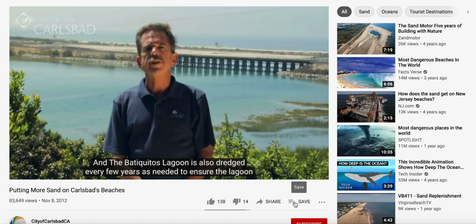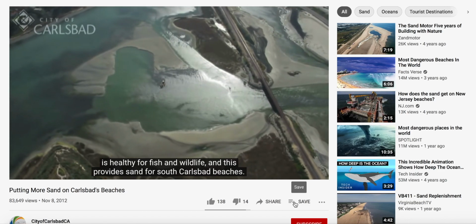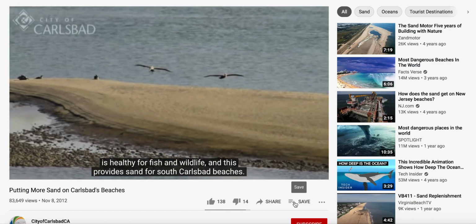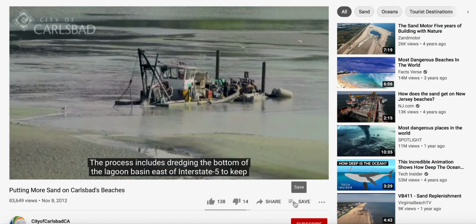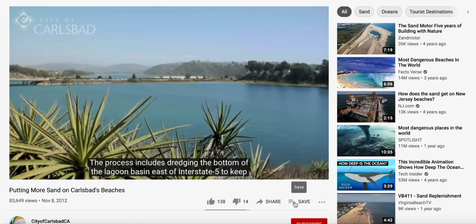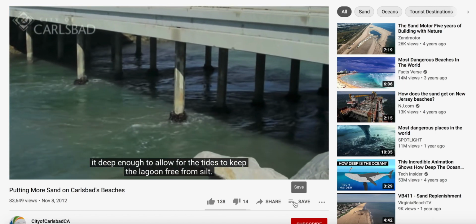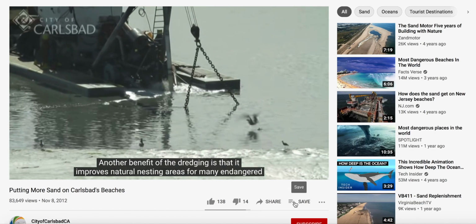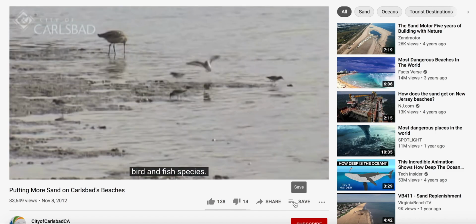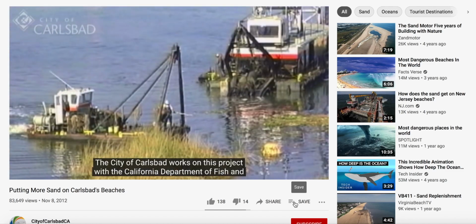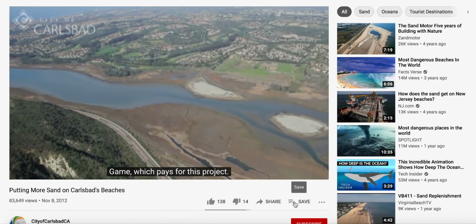And the Batiquitos Lagoon is also dredged every few years as needed to ensure the lagoon is healthy for fish and wildlife. And this provides sand to the South Carlsbad beaches. The process includes dredging the bottom of the lagoon to keep it deep enough to allow the tides to keep the lagoon free from silt. Another benefit of the dredging is that it improves natural nesting areas for many endangered birds and fish species. The city of Carlsbad works on this project with the California Department of Fish and Game, which pays for this project.